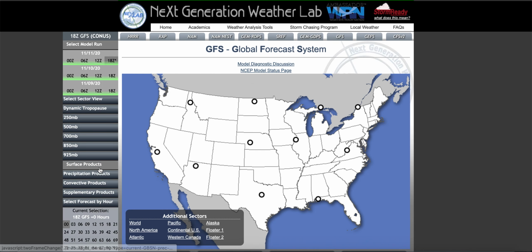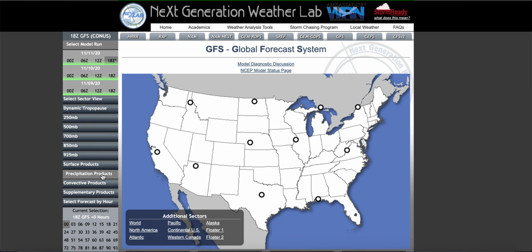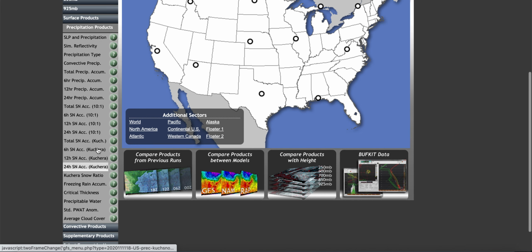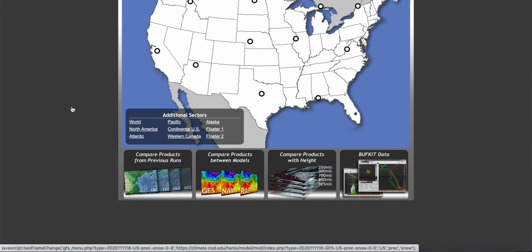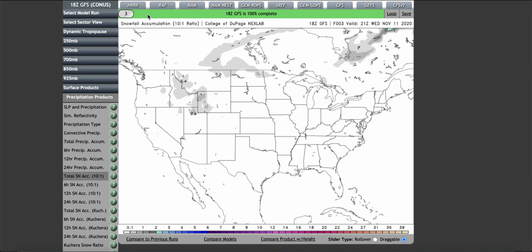GFS, which is the same model as we were using before, is a really good model for forecasting big picture snow amounts. Where is going to get the most amount of snow? So I am going to select precipitation products, and total snow accumulation. Let's just click on this, right? This number here, the 10-to-1 ratio, means for every 1 inch of water that falls, there will be 10 inches of snow, and this has perks and disadvantages. That is probably a decent average, a very eyeball amount, for most places in the U.S. However, the colder the temperature, the higher that ratio is going to be. And the higher that ratio is, we like to think of that as better skiing, right?